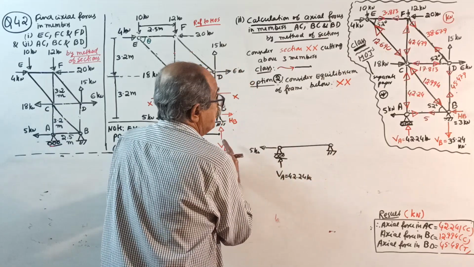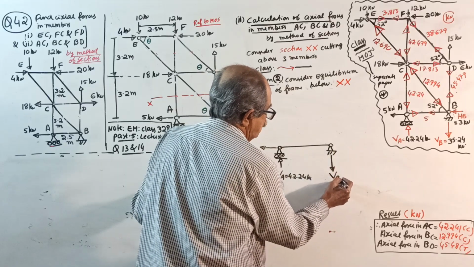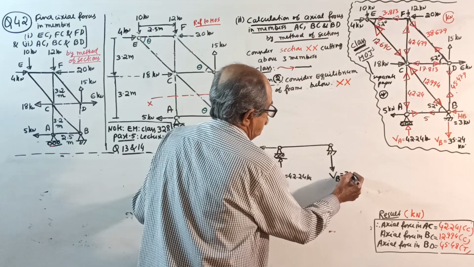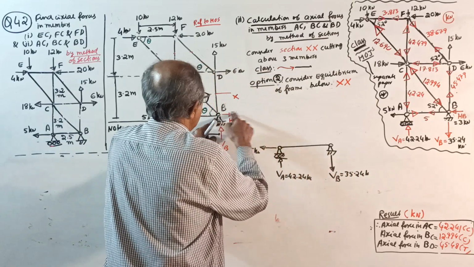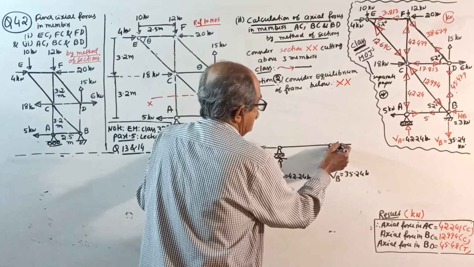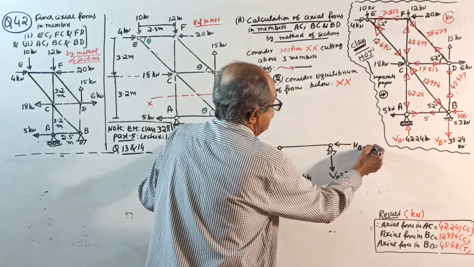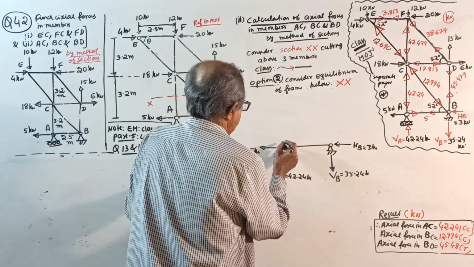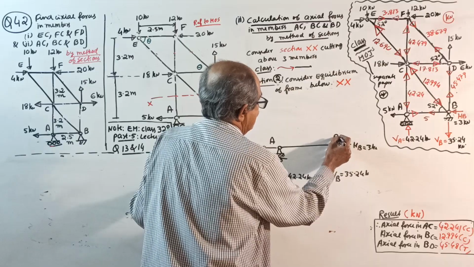We took VB upward, negative came. So down, this is B. VB is down of 35.24 kilonewton. And HB you took right side, negative came. So left side, HB equal to now minus now, how much? 3 kilonewton. This is your A here, this is B.